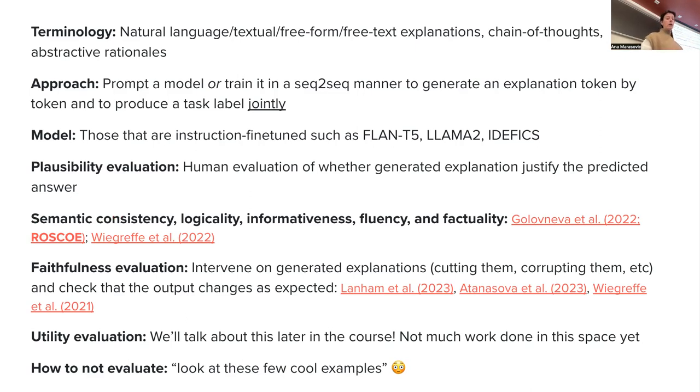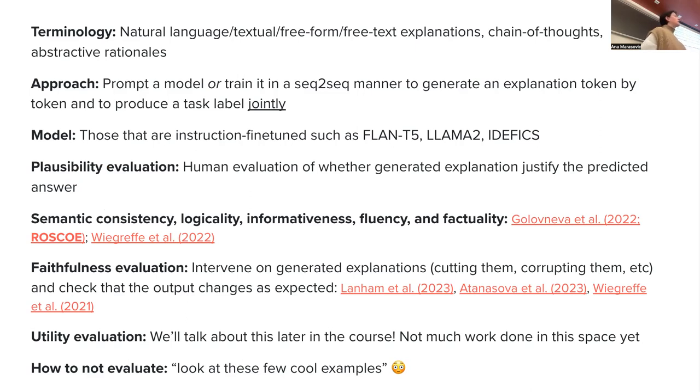We have mentioned that we might want to measure semantic consistency, logicality, informativeness, fluency, factuality, and so on. And more and more we see papers that try to provide fine-grained scores for the generated reasoning, rather than this one plausibility score that should encompass all of these different factors. And then, completely orthogonal to plausibility, we have faithfulness, where in the paper discussion we have read one example of how to go about this.